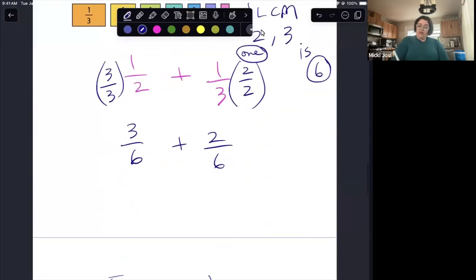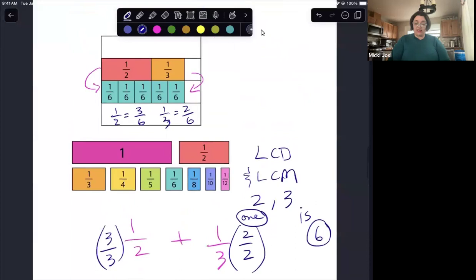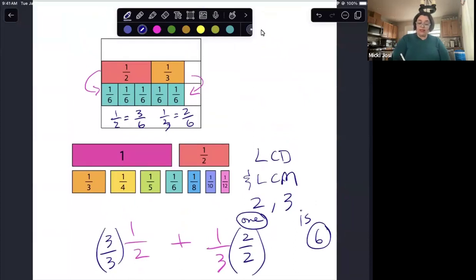And so when we add those, the denominators are the same, which means that we have the same size piece. So how many of those pieces do I have that are size 6? I have 5/6. And hopefully that's the idea behind the fraction strips. We can see those equivalent fractions, and then we can add them all up once we have the common denominator.